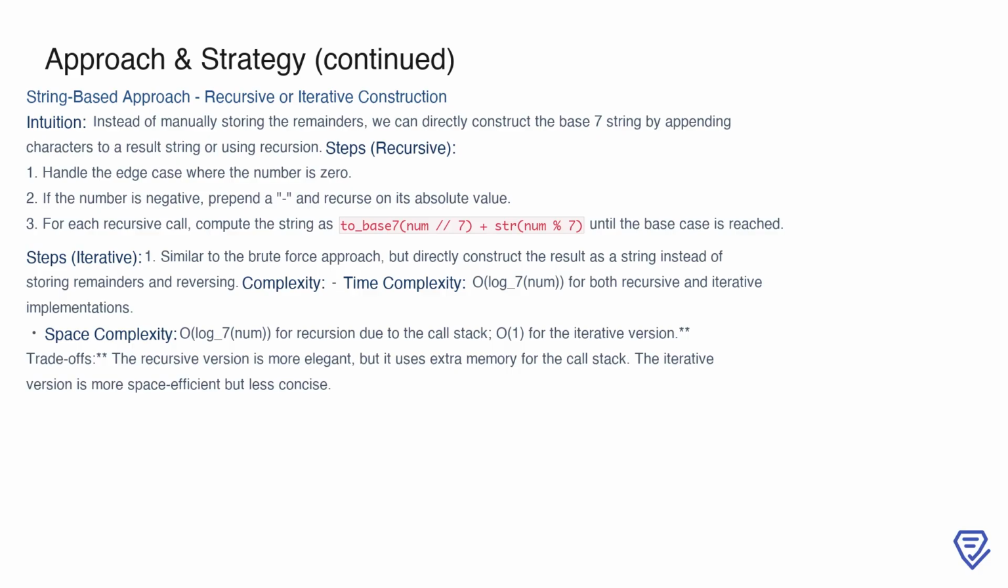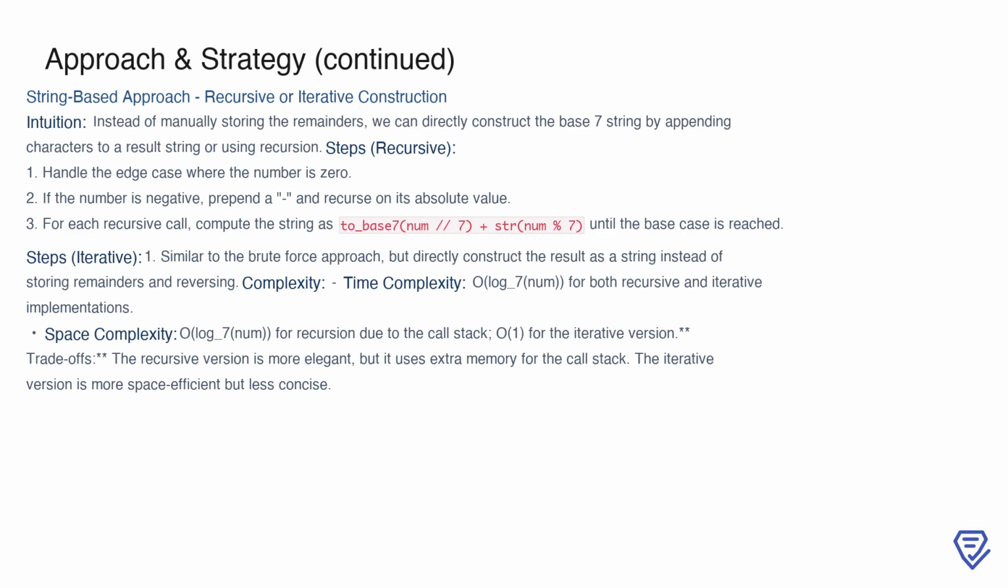The intuition here is to avoid manually managing remainders and instead build the result as a string during the conversion process. In the recursive version, we handle the edge case for 0, and if the number is negative, we prepend a dash and recurse on its absolute value. For each recursive call, we calculate the base 7 representation as the result of the recursive call on the quotient, combined with the current remainder. This continues until the base case is reached. The iterative version is similar in concept to the brute force method, but instead of storing and reversing remainders, it constructs the result string directly.